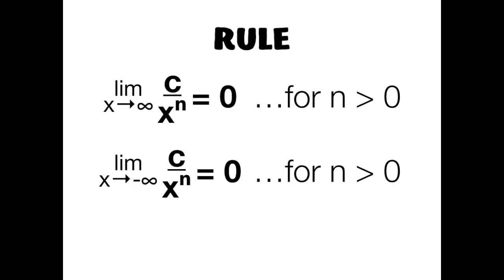A rule that could be written for this is the limit of c, a constant, over x to the nth power as x approaches infinity is equivalent to 0. The same could be applied to a limit as x approaches negative infinity. In both of these cases, however, the exponent of x would have to be greater than 0. Let's move on to an example.